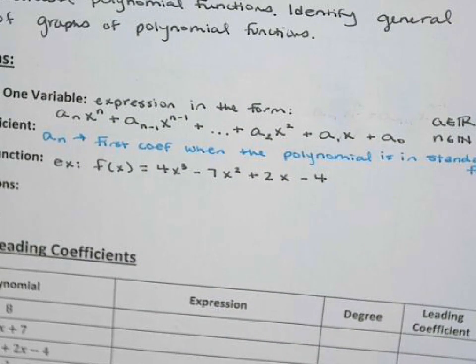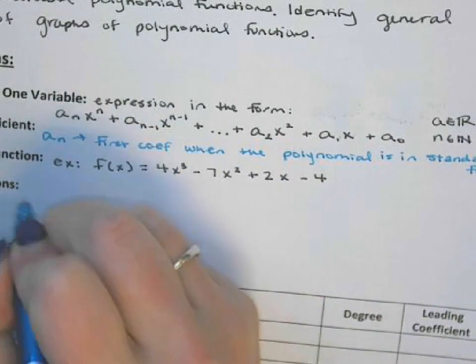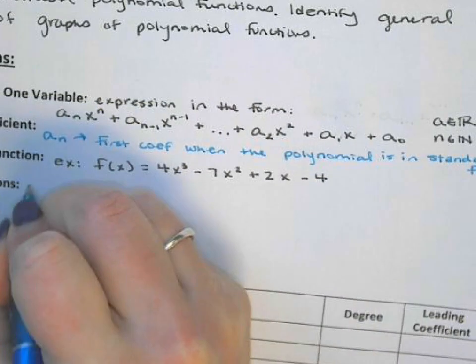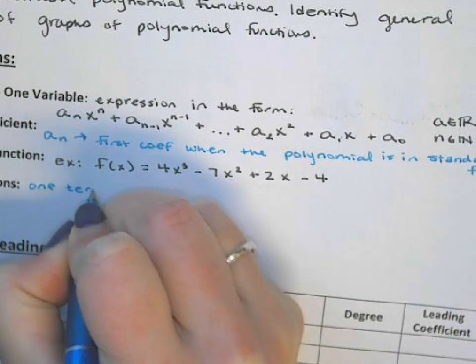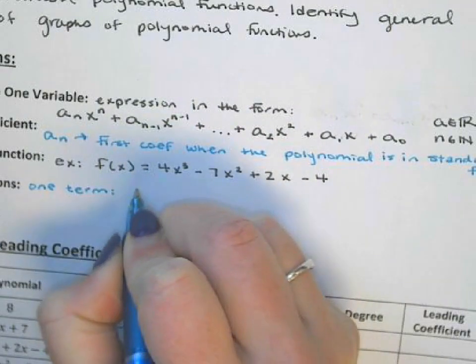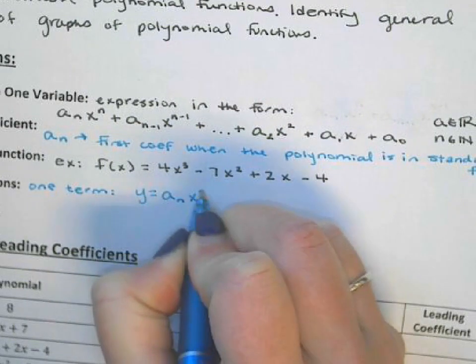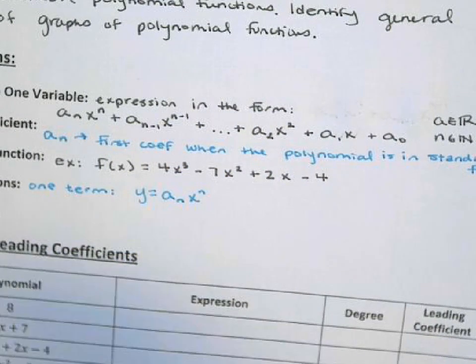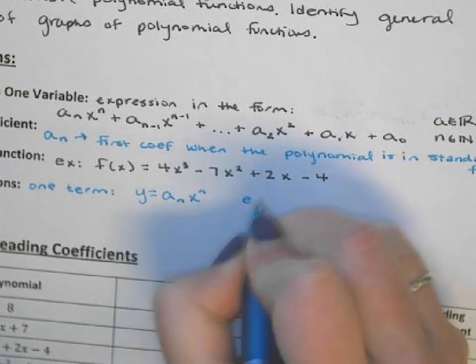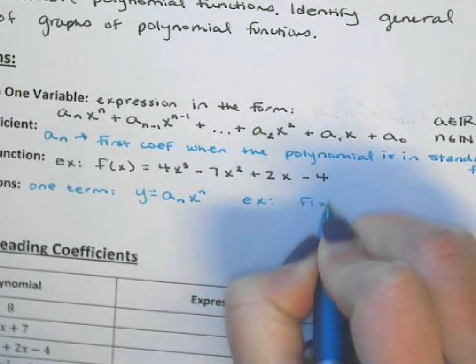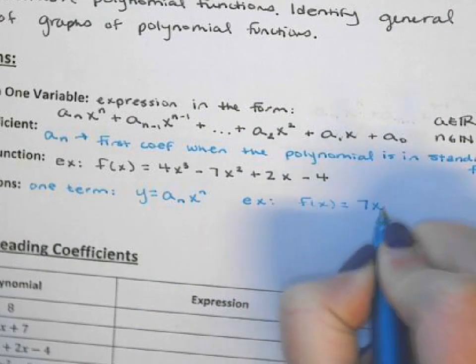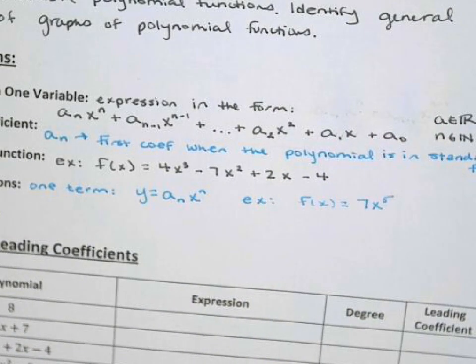Now a power function is just one term. It's like y equals, or f of x equals a sub n x to the power of n. So it's just one term. You're not adding a bunch of stuff. An example here would be f of x equals 7x to the 5th power. That's a power function. It's only one term. You don't have a chain of terms there.